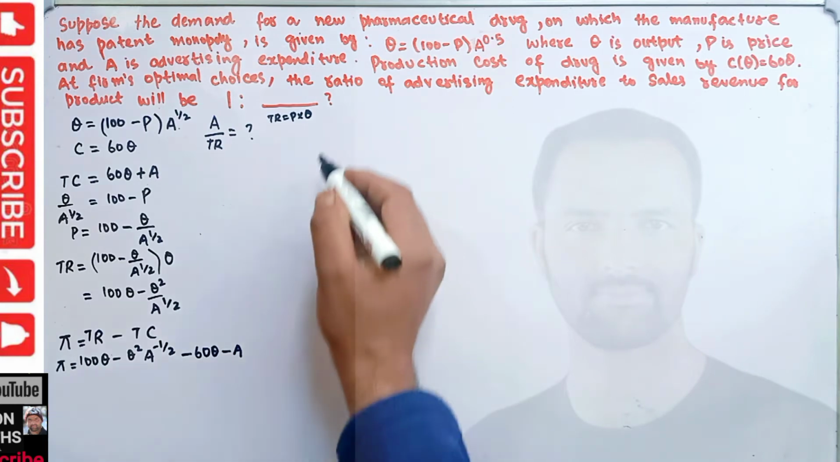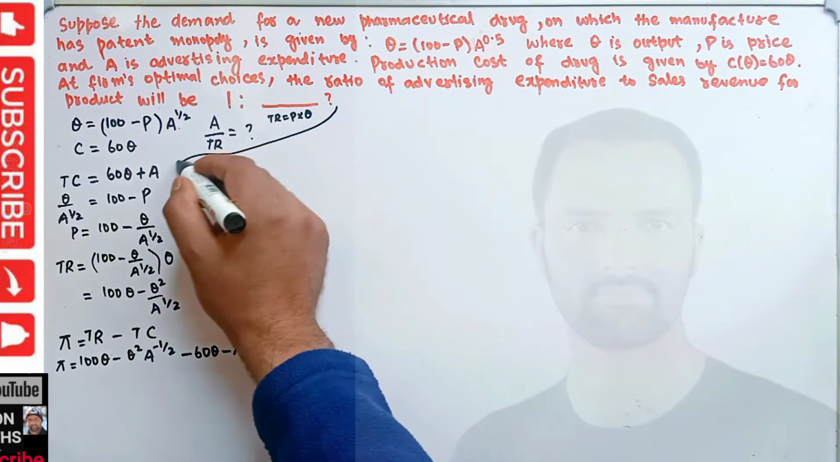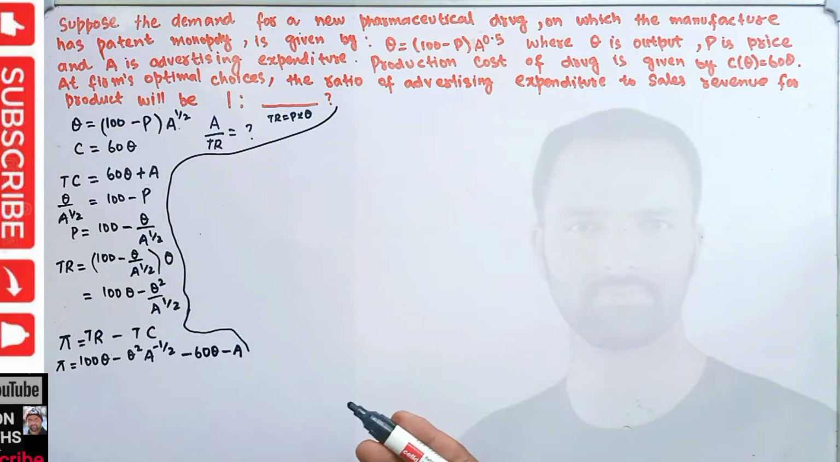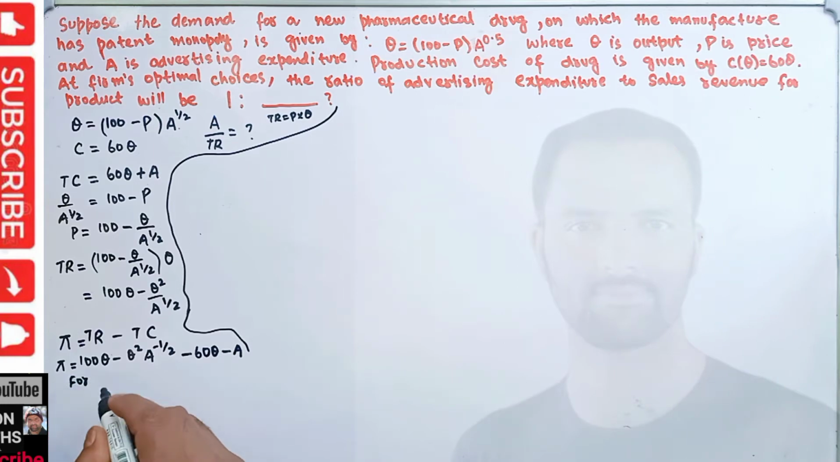Now, what are the firm's optimal levels? Since the manufacturer would be the profit maximizer, we know that at profit maximization the conditions for optimal choice are as follows. I will write them for optimal choice.